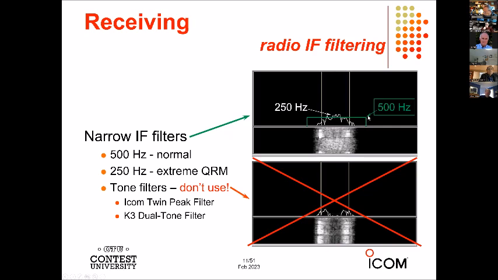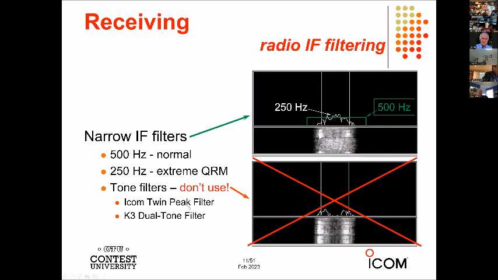What you really want to have is a 500 hertz filter or greater, but nothing less than 500 hertz, because anything smaller than 500 hertz starts to roll off the spectrum and creates this bias in there that messes up the spectrum. And by the same token, do not use tone filters.